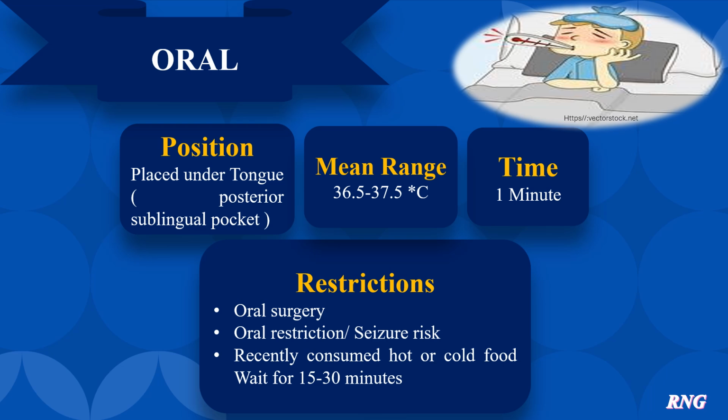For example, the patient is at seizure risk, any oral infection, or restricted from opening the mouth. And it's very important that the client should not consume hot or cold food. If he did, the nurse should wait for 15 to 30 minutes before taking an oral temperature. And the mean range could be 0.5 above or below the normal 37 degrees Celsius range.